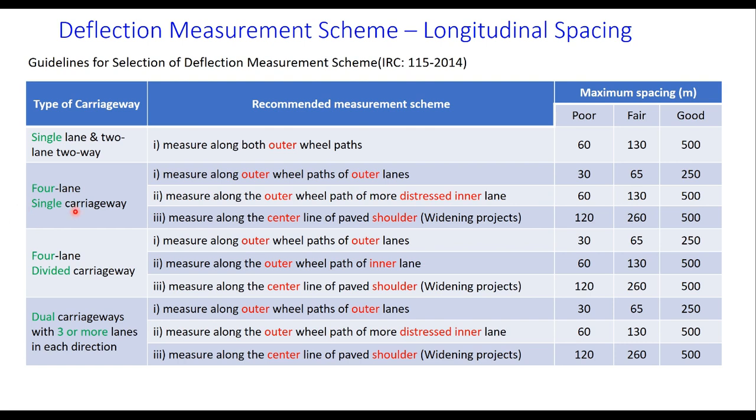If it is a 4-lane single carriageway, then measure along the outer wheel path of the outer lane. This will be the maximum spacing. If you are measuring along the outer wheel path of the more distressed lane, then this should be the spacing. And if you are measuring along the center line of the paved shoulder, that is in case of widening projects, then it will be the spacing. Similarly, for 4-lane divided carriageway and for dual carriageway with 3 or more lanes in each direction, these are the maximum spacings for data measurements.